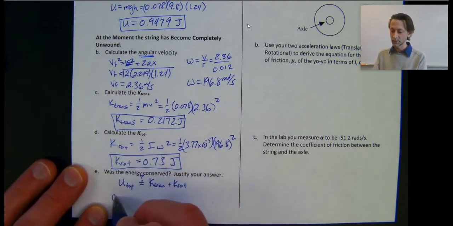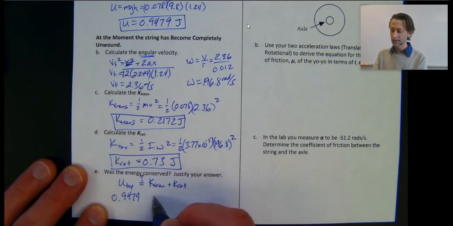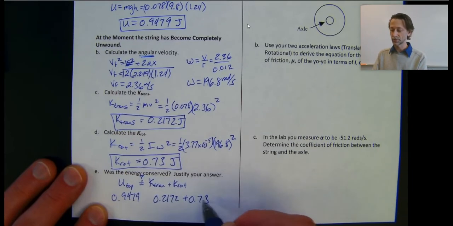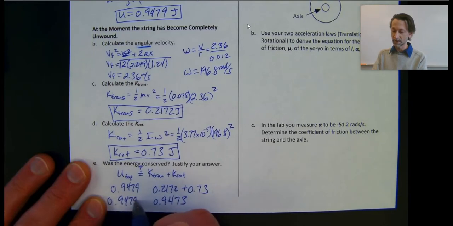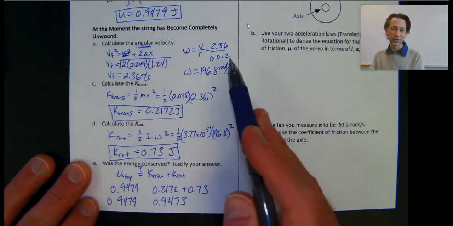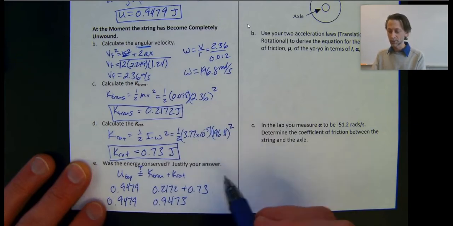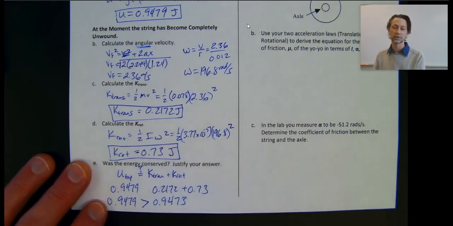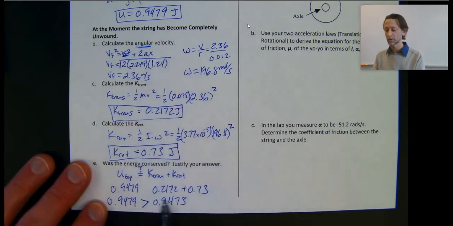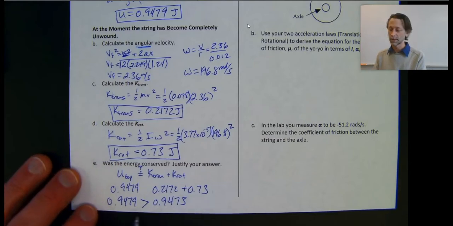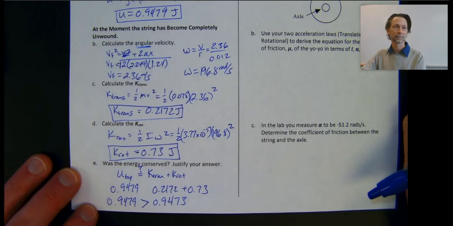So we have 0.9479, and over here for our translational we have 0.2172 plus 0.73, which gives us a 0.9473, and this is a 0.9479. So barring any huge rounding errors up here, we would say that it lost a little bit of energy, or you could argue and say, well, hey, there's got to be some error involved in that, and these are close enough, and you would just justify your answer by stating how you believe with that.